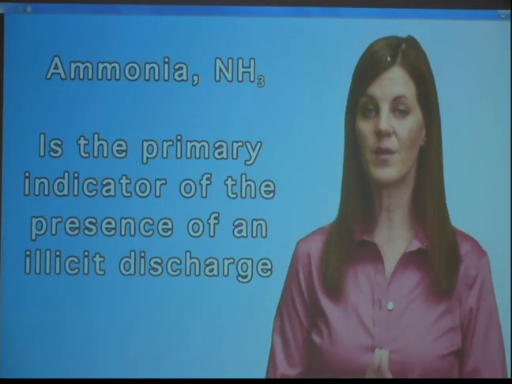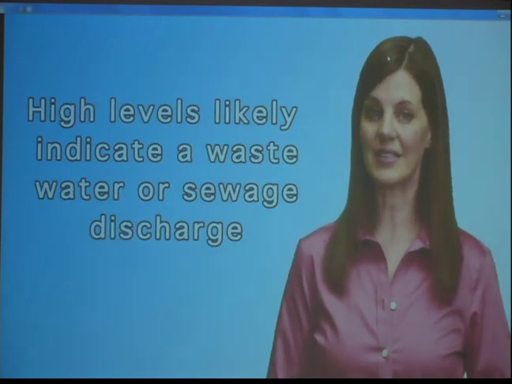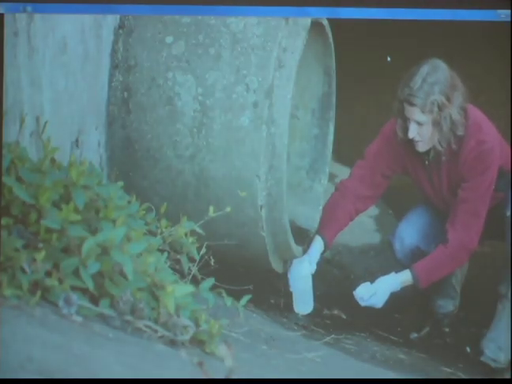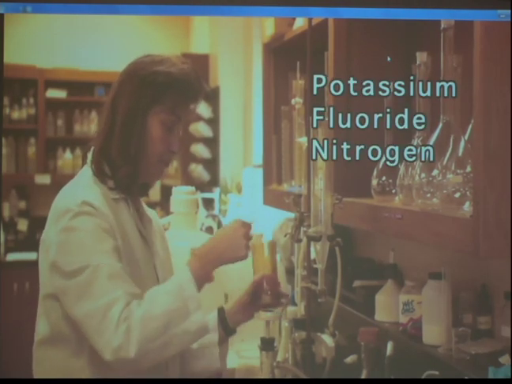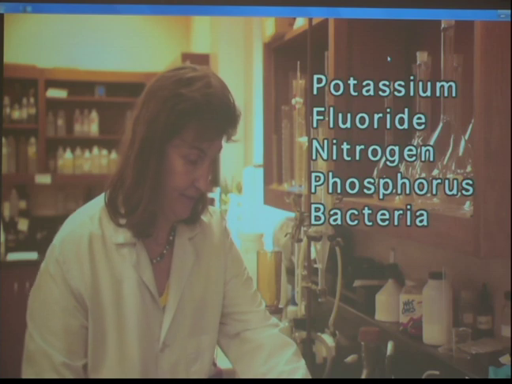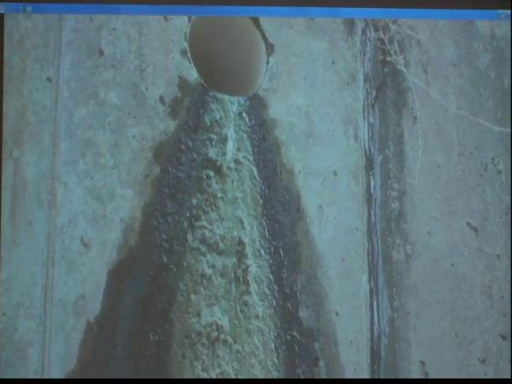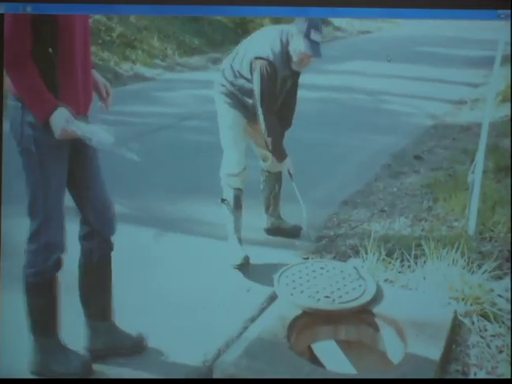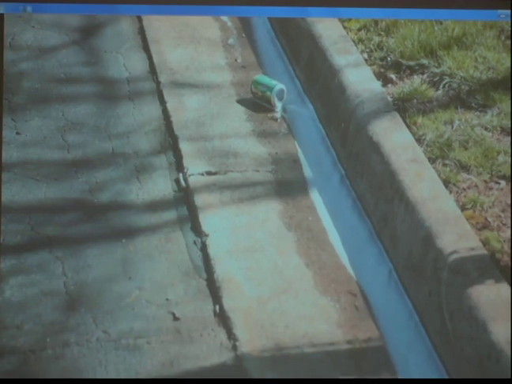Ammonia is the primary indicator of the presence of an illicit discharge. High levels likely indicate a wastewater or sewage discharge, and while some analyses can be done in the field, tests for potassium, fluoride, nitrogen, phosphorus, or bacteria are best conducted back at the lab. If detected and confirmed, a storm drainage area investigation is conducted to determine the source of the problem. This involves moving up the pipe or up the drainage system and testing the water at outfalls or manholes along the way until the source is isolated.